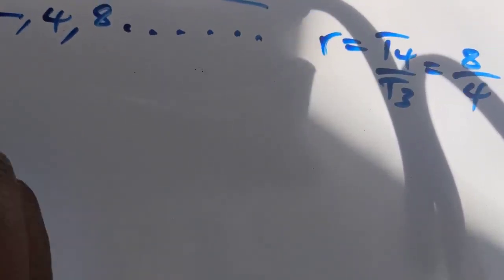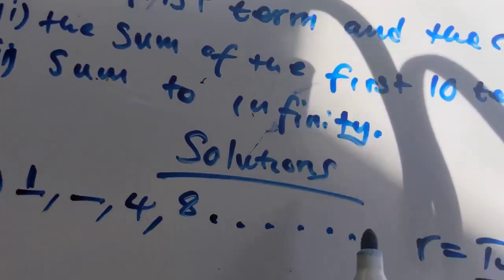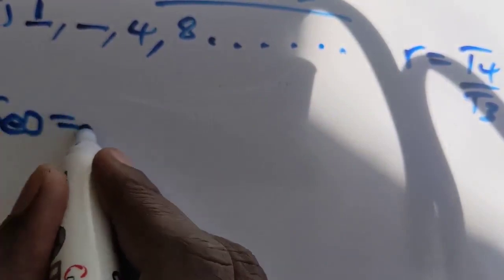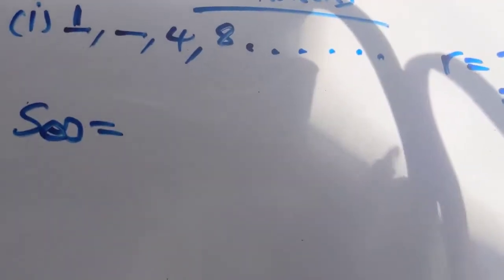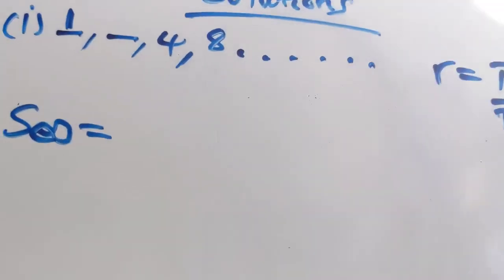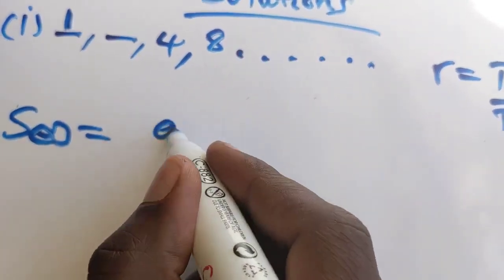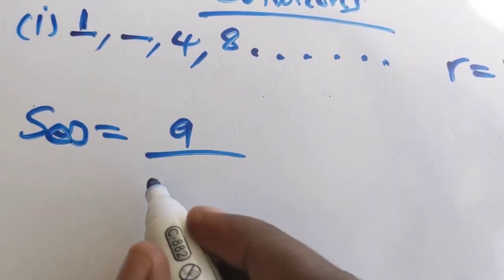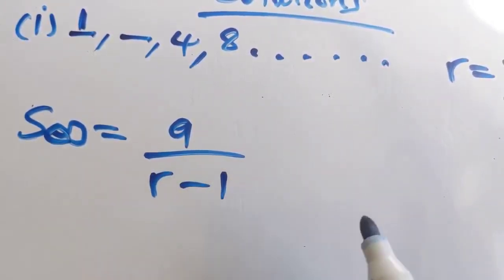So the other question is saying, find the sum to infinity. We know that the sum to infinity is like this. You find it on the formula part, where you find the formulas. It is A over, so if the common ratio is greater than 1, we say R minus 1. If it is less than 1, we say 1 minus R.